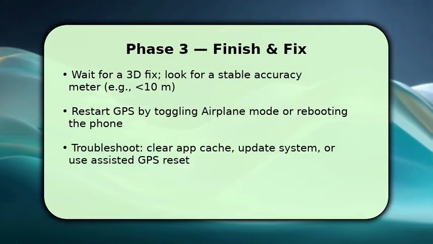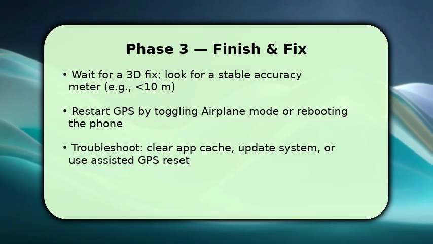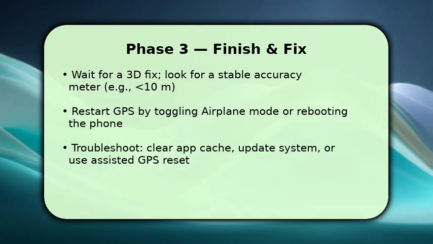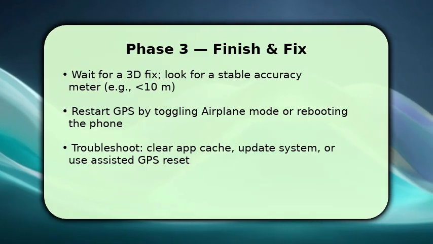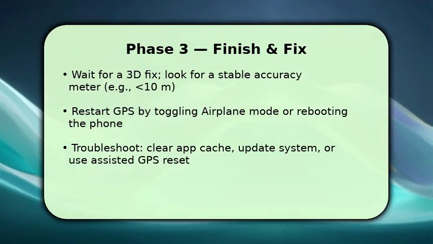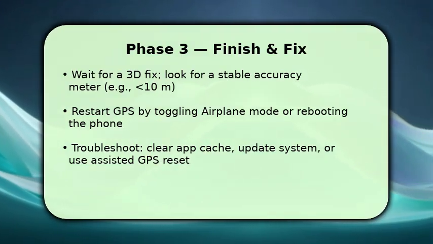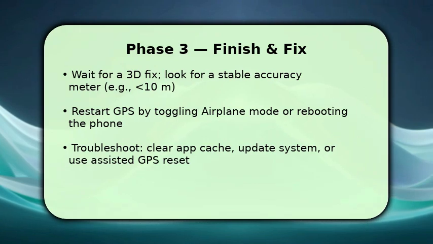Make sure apps are updated, and if needed, clear the Map app cache or perform an assisted GPS reset from developer or diagnostic tools. If problems persist, move to an open area. Then repeat calibration. This usually resolves persistent drift.